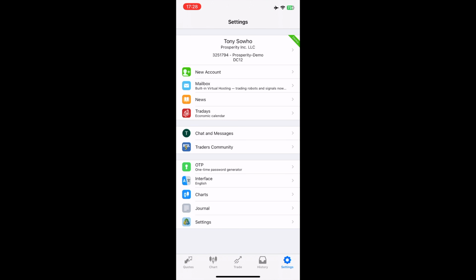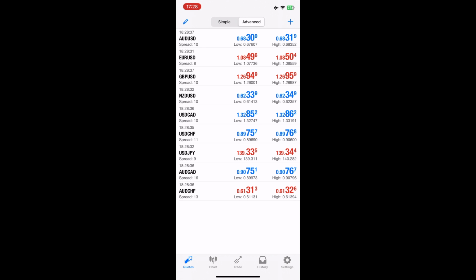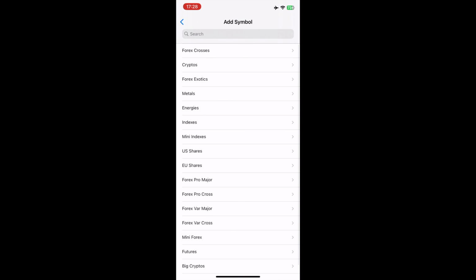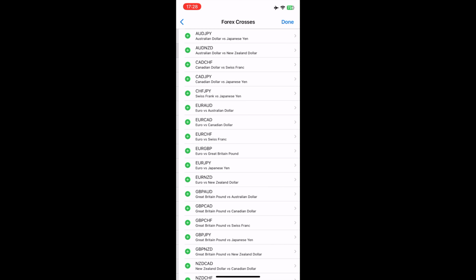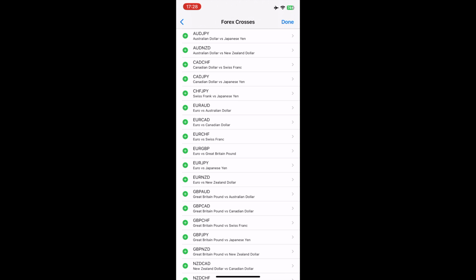Now, the next thing we're going to be talking about is what is market execution. But before then, let me explain one or two things for you on the MetaTrader 4 application. The first area here is the quote. The quote is where we can see all the currencies. If I want to add currencies, all I have to do is click on this plus, and there are a lot of options here. I can decide to add Forex crosses, and you can see there's AUD JPY, AUD NZD, CAD CHF, CAD JPY. Once I click on this plus, they are all going to be added to the quotes.